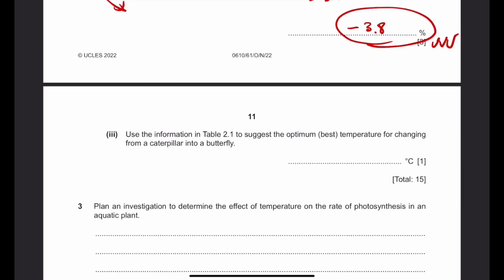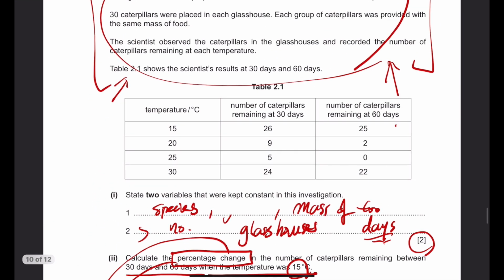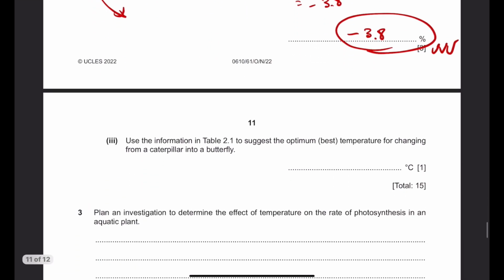Number 3. Use the information in table 2.1 to suggest the optimum, best temperature for changing from a caterpillar into a butterfly. This question is quite simple because you just have to find the temperature that completely changes the caterpillars into butterflies. So if there's 0 caterpillars remaining at 60 days, that means all the caterpillars were changed or converted into butterflies. So 25 degrees Celsius will be the optimum temperature.